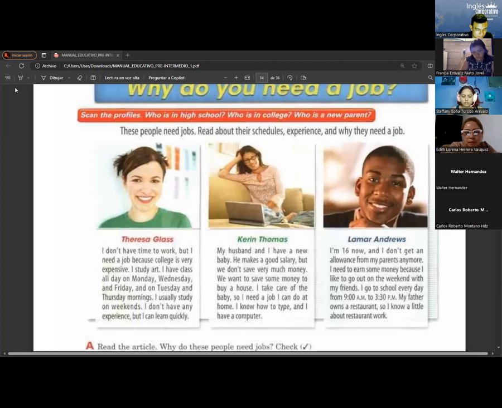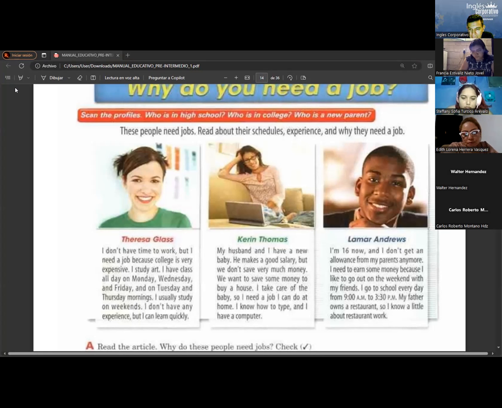My husband and I have a new baby. He makes a good salary, but we don't save very much money. We want to save some money to buy a house. I take care of the baby, so I need a job I can do at home. I know how to type, and I have a computer.